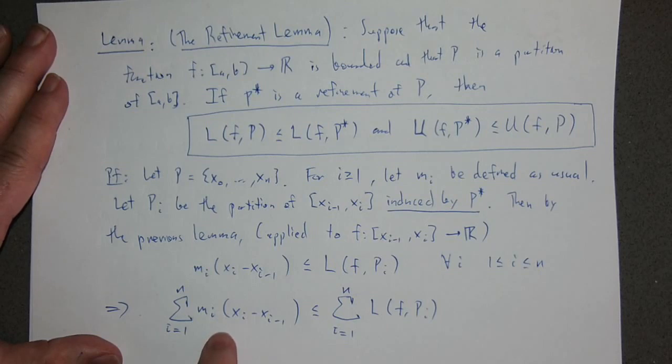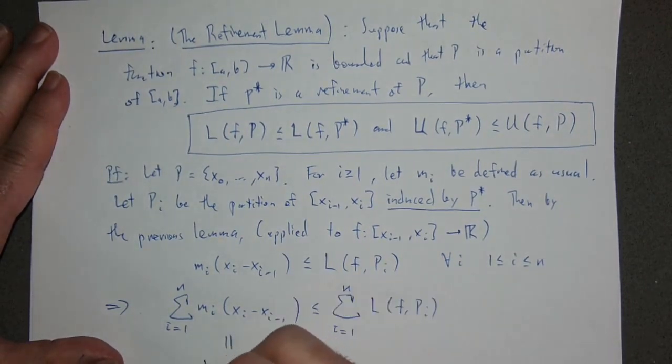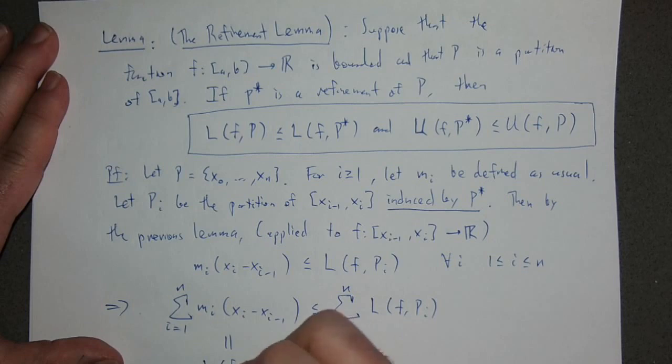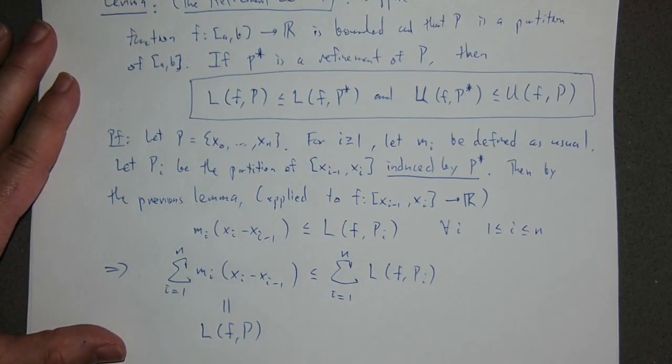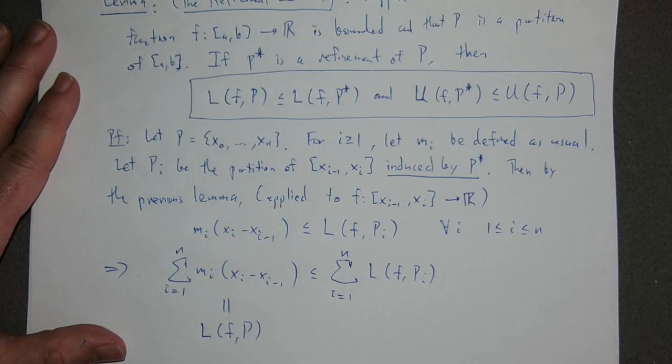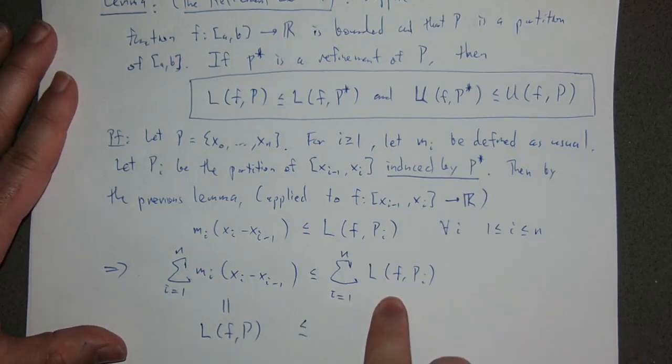But what is this? I mean, this is the definition of the lower sum. This is L, f, P. So this is the lower Darboux sum of f relative to the partition P. And so that is less than or equal to, what is this?